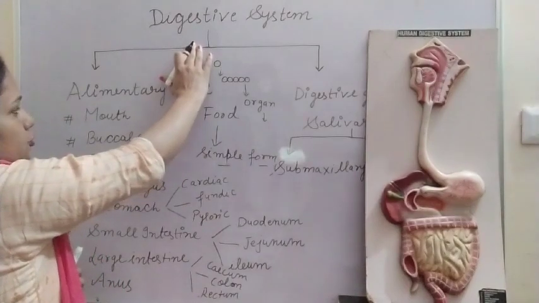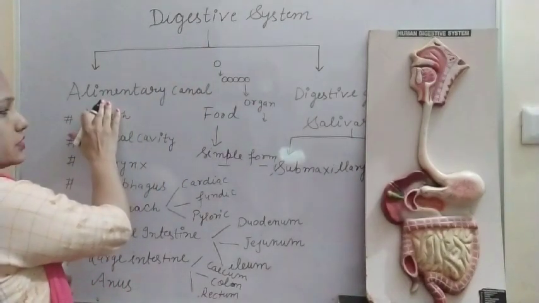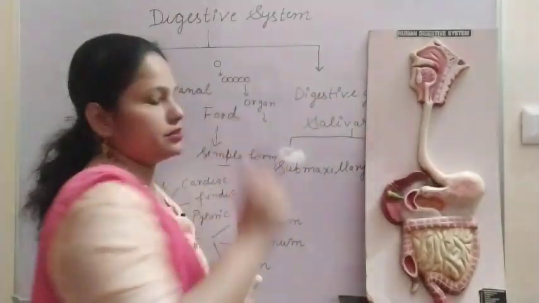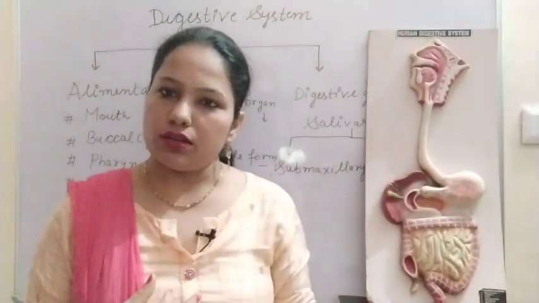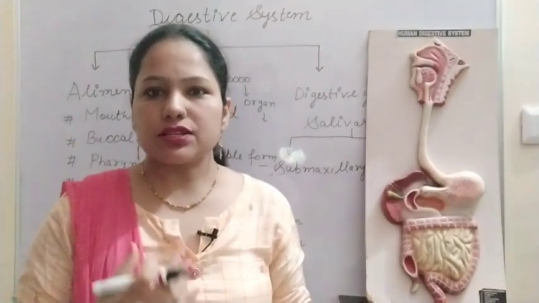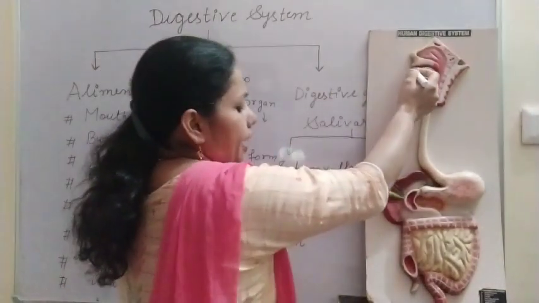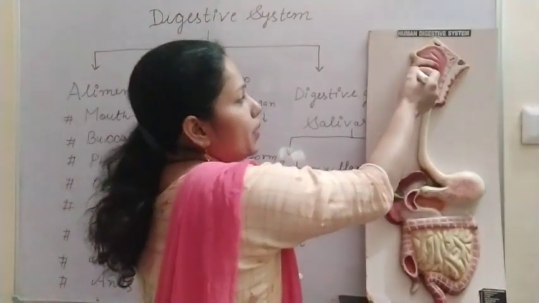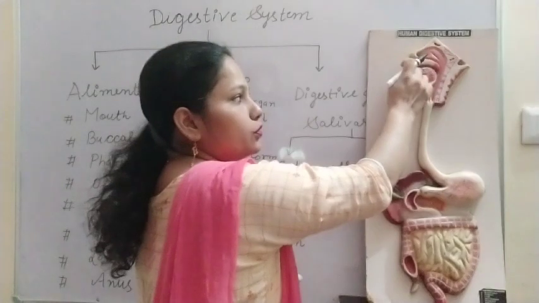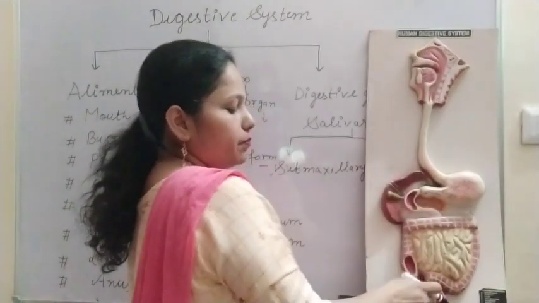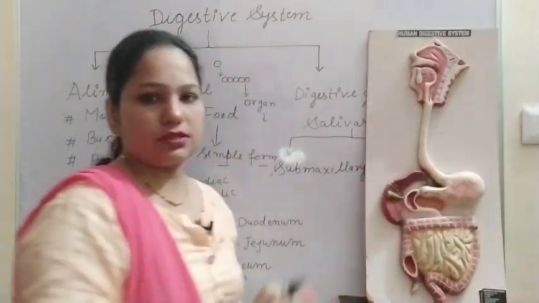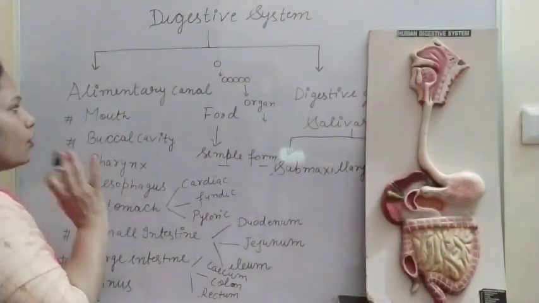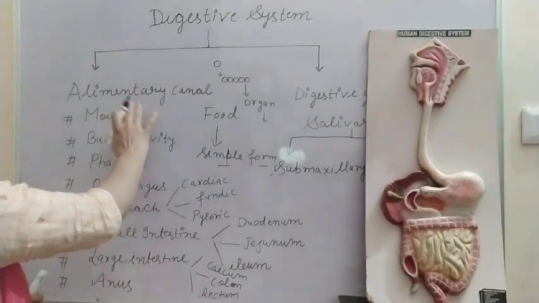Digestive system consists of two parts. First is the alimentary canal and second is the digestive glands. Alimentary canal is a long tube that starts from our mouth and ends at the anus. Its anterior part opens on the mouth and the posterior part opens into the anus. There are different parts of alimentary canal. First part of alimentary canal is the mouth.